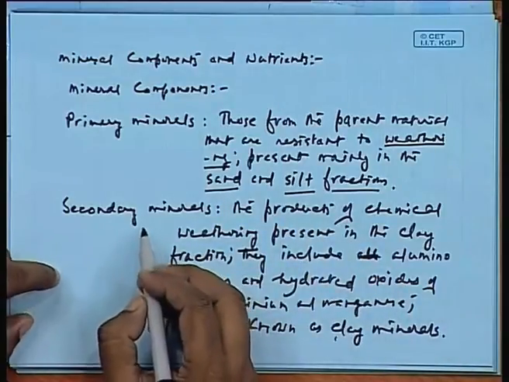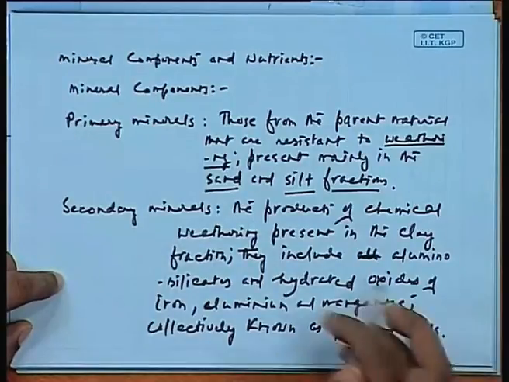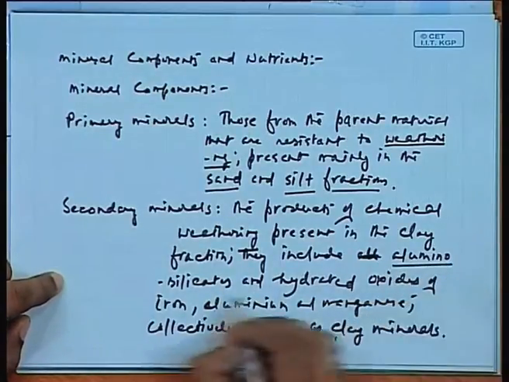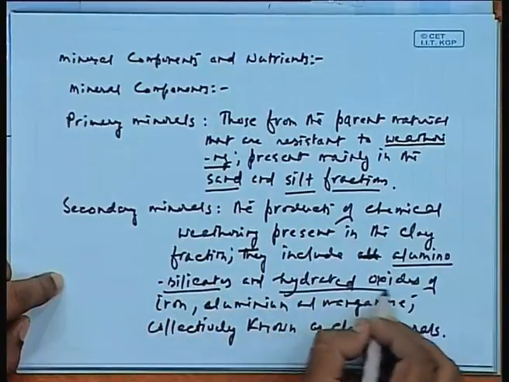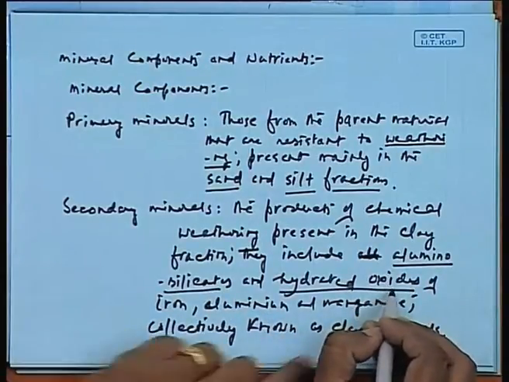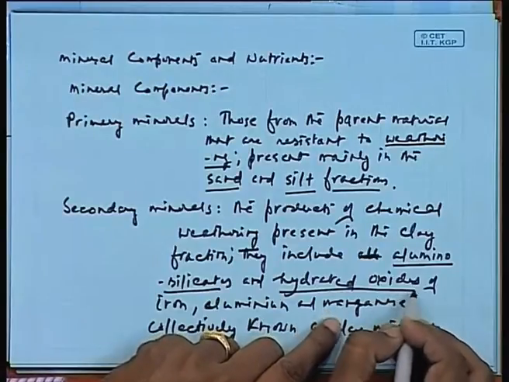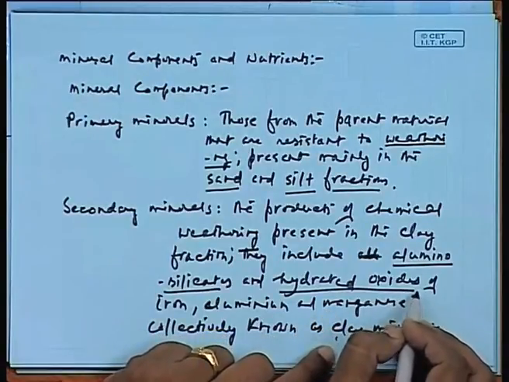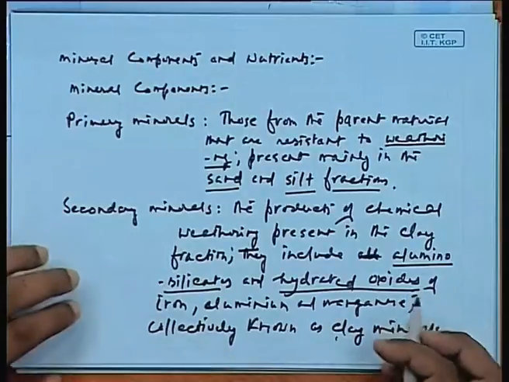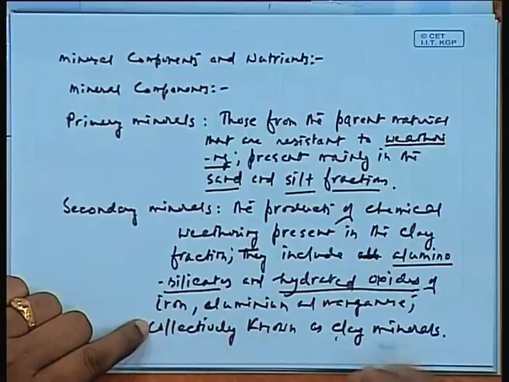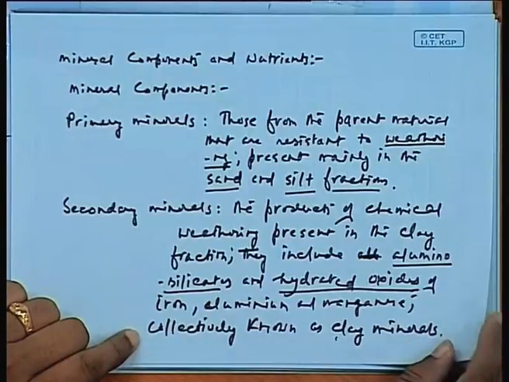Secondary minerals, the products of chemical weathering present in the clay fraction, include aluminum silicates and hydrated oxides. This is very important. These hydrated oxides are basically the food or the nutrients for the plants. They are the nutrients which are used by the plants for growth. Iron, aluminum, manganese, collectively known as clay minerals.